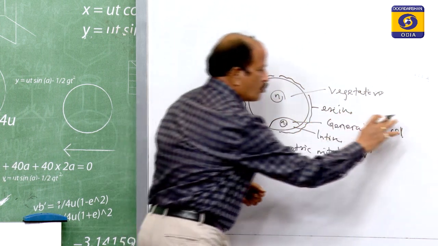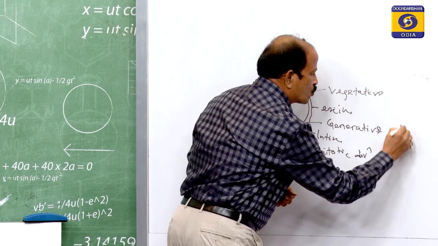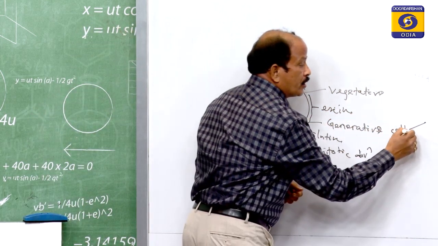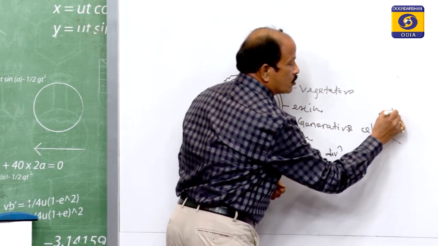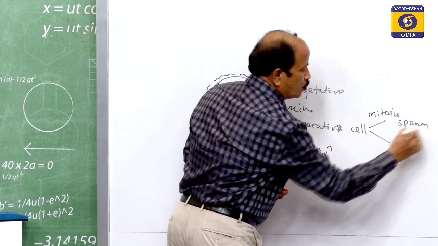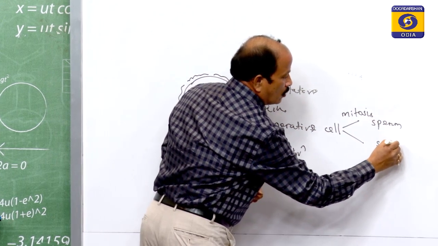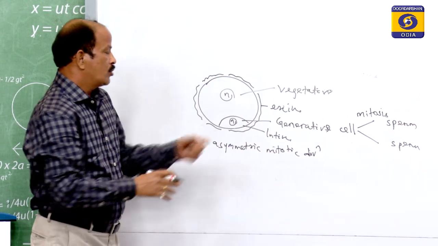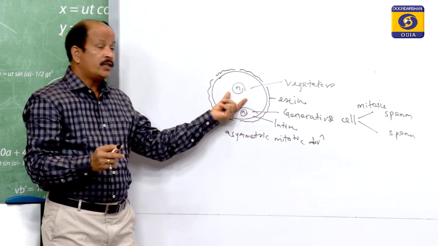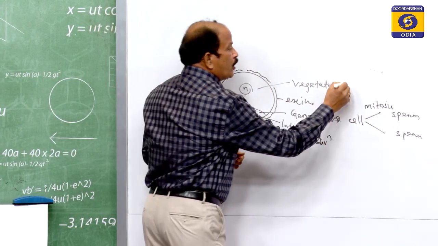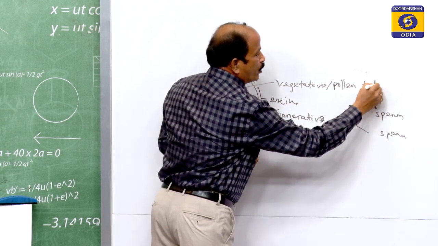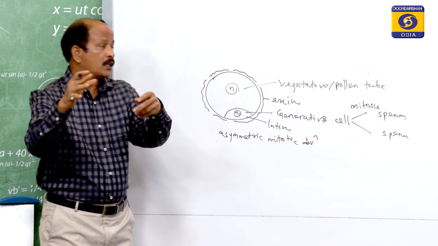As the name suggests, we must understand why it is so called. The generative cell, on further mitosis, results in two sperm cells. So, that is why the name generative cell. The vegetative cell, as the name suggests, is the pollen tube cell, because this will give rise to the pollen tube when it lands on the stigmatic surface.